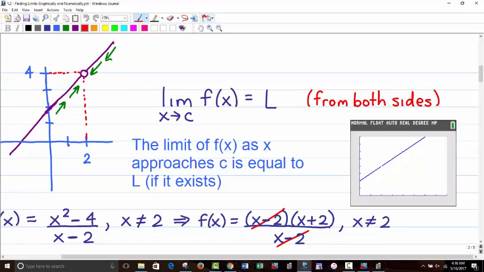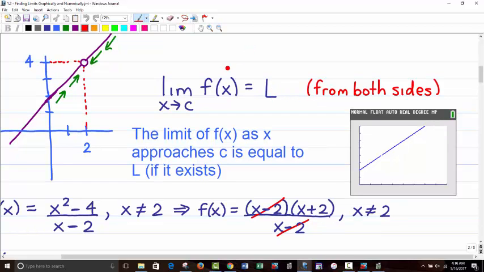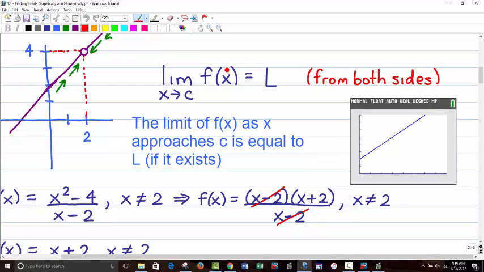So this is the notation that we use. The limit as x approaches c of f of x equals L if it's approaching that same value from both sides. So in this case, L would be 4. L is only there if your limit exists. If it approaches two different values, it's not going to exist. But if it exists, L is just representing the numerical value of what the limit would be.